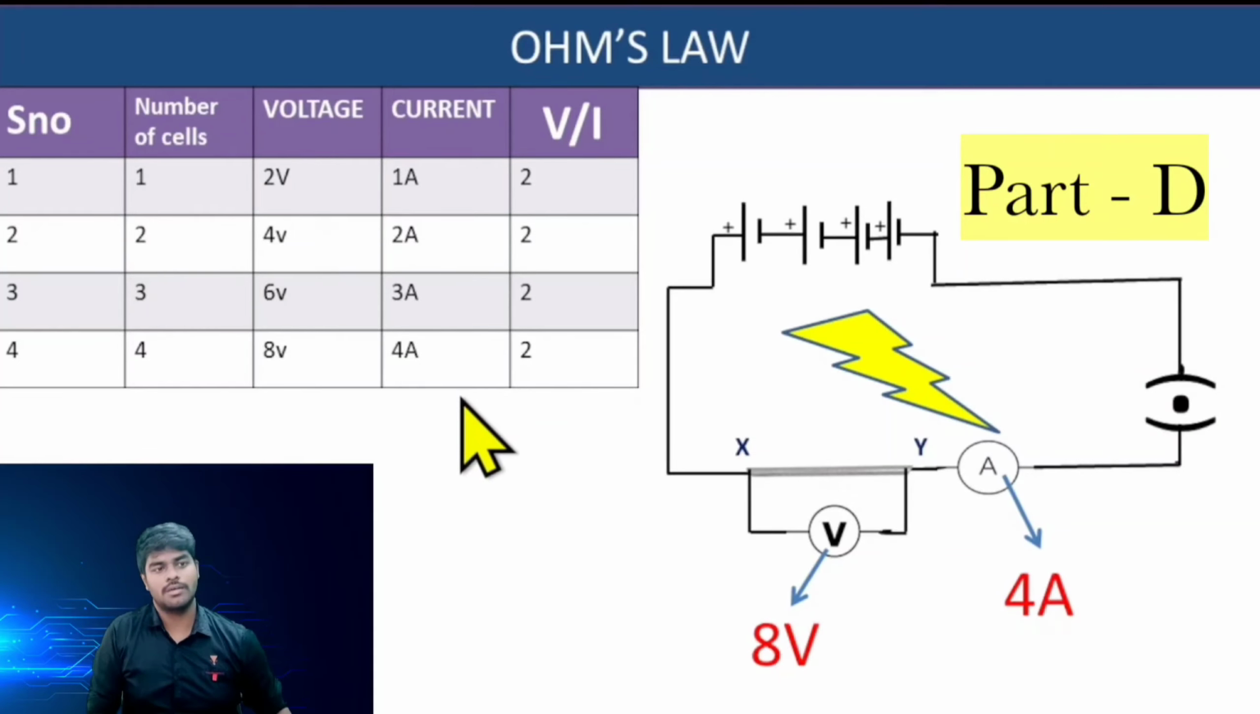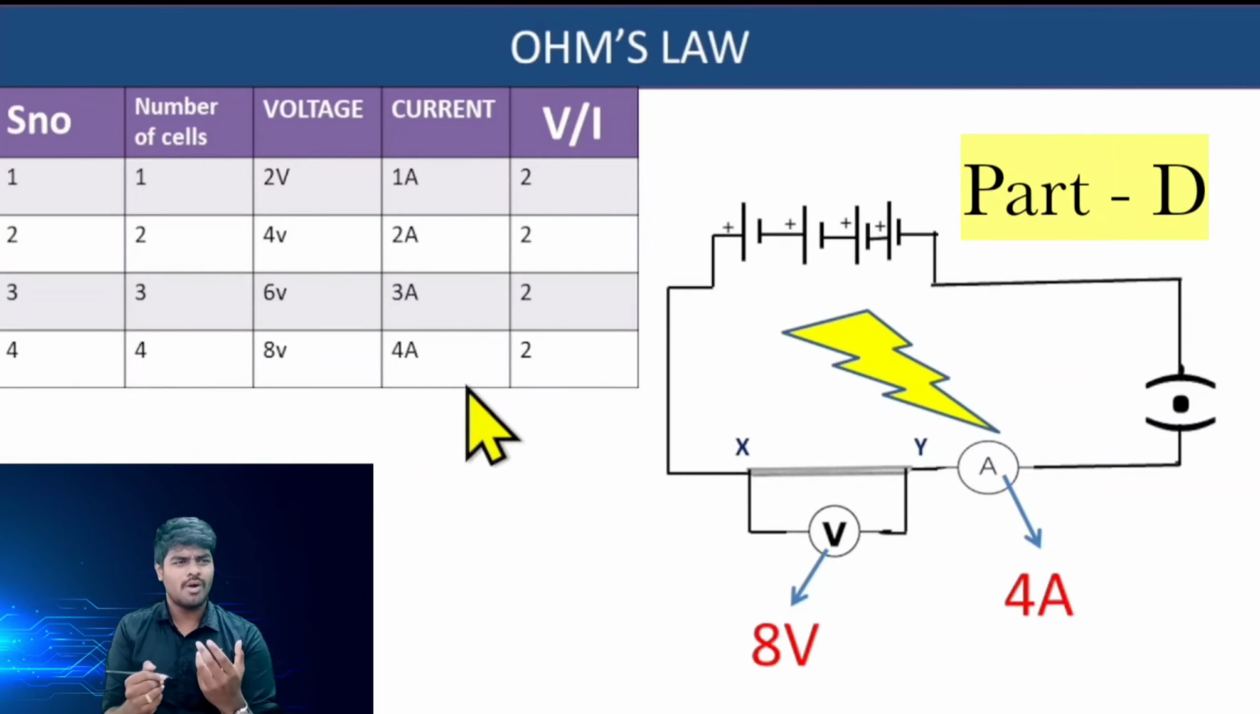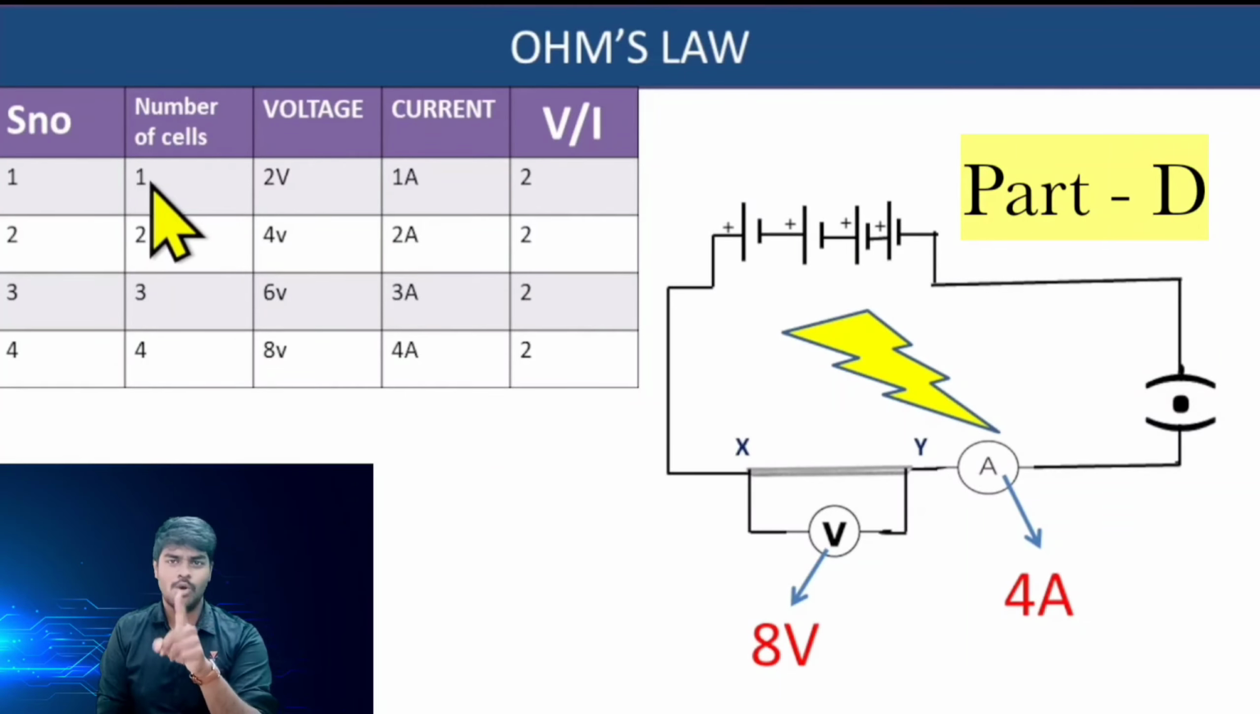What is going on actually? In part A we have only one cell. Voltage 2 volt, current 1 ampere, V by I ratio 2. Fine, that's good. In part B, we connected 2 cells. Voltage increases, current increases. But the V by I ratio is the same.